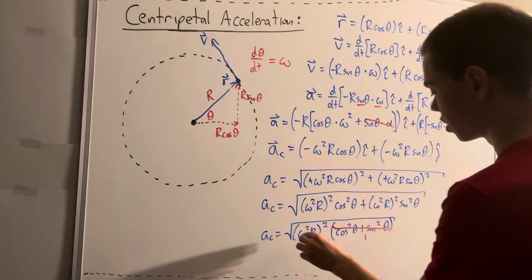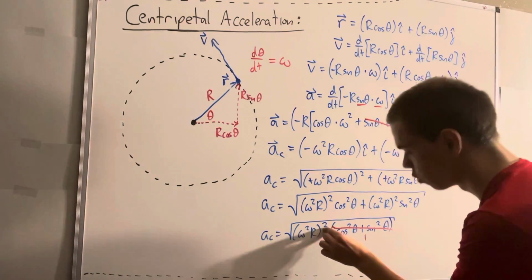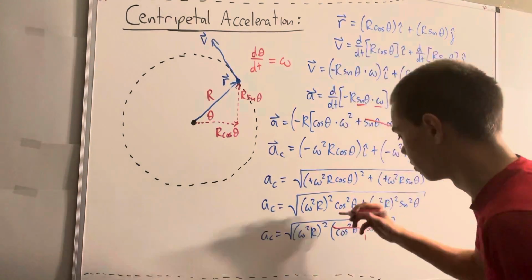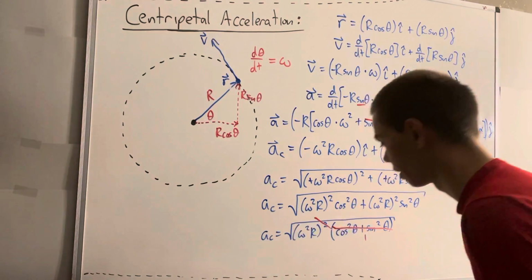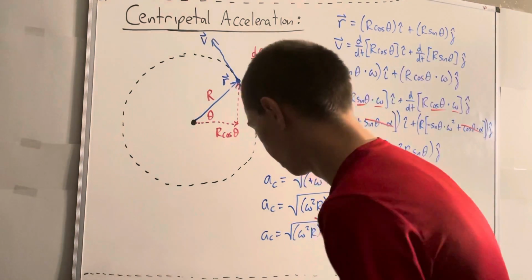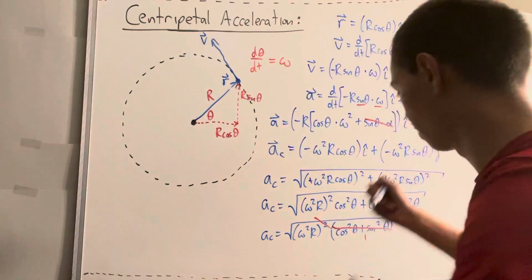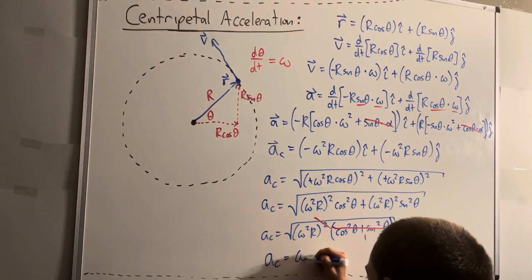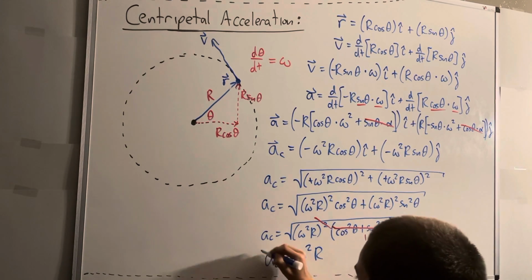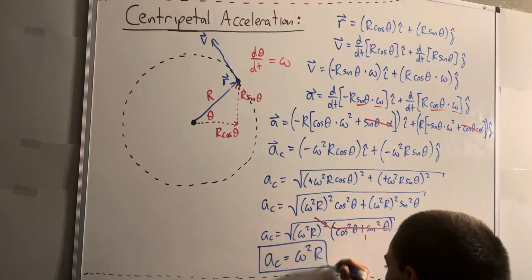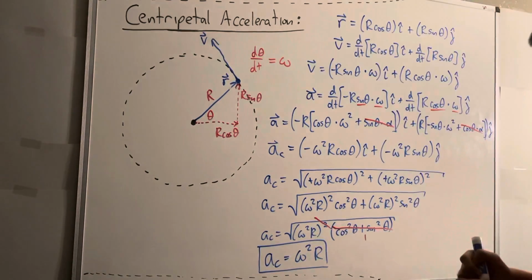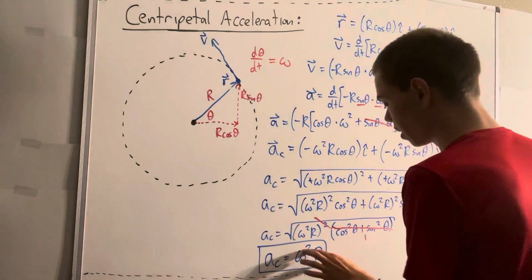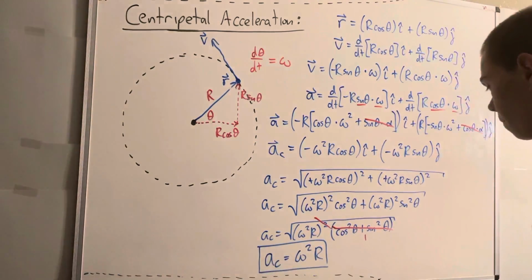And so when we take the square root of omega r squared, the square root and the square cancel out. And we're left with the centripetal acceleration equals omega squared r. And so there it is. That's centripetal acceleration. It's pretty much the angular speed squared times the radius.